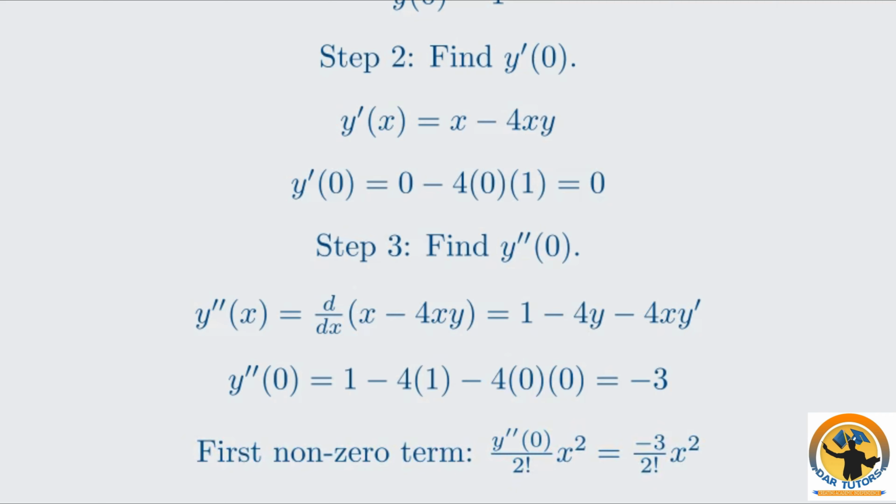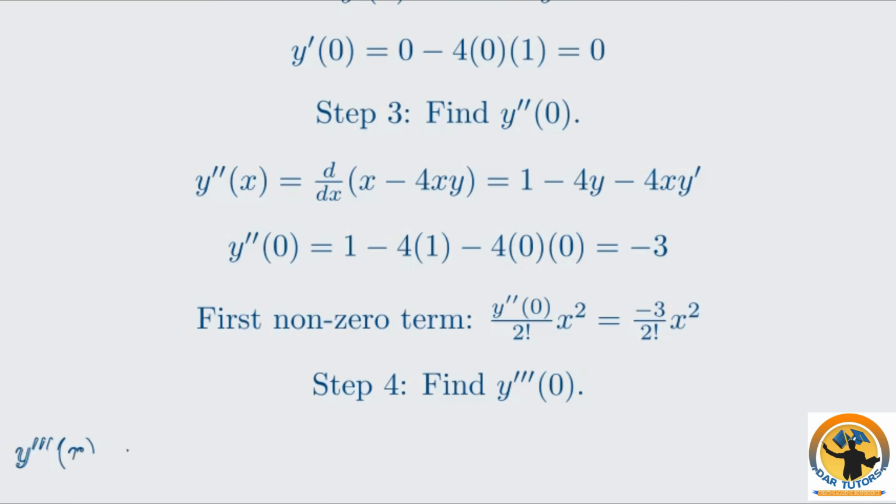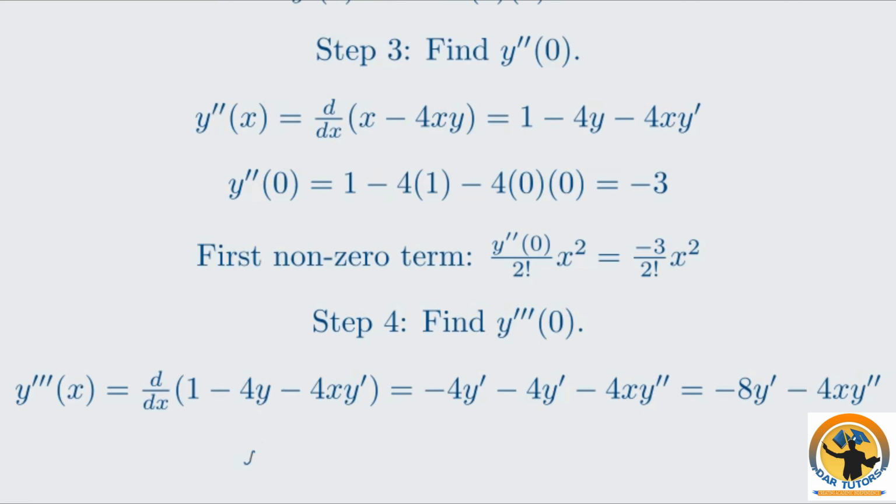We need one more non-zero term. Let's find the third derivative. We differentiate y double prime of x to find y triple prime of x. Then we substitute x equals 0, y equals 1, y prime of 0 equals 0, and y double prime of 0 equals negative 3. This gives y triple prime of 0 equals 0. Again, the term is 0.